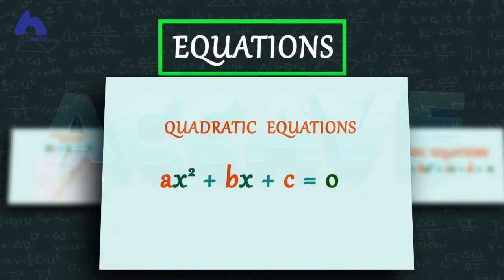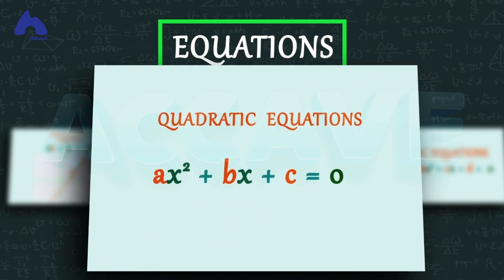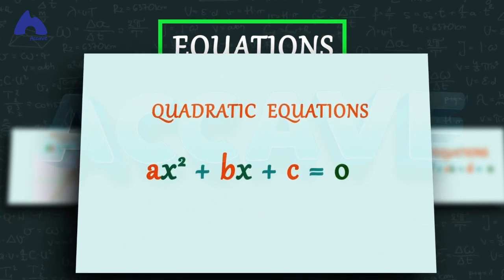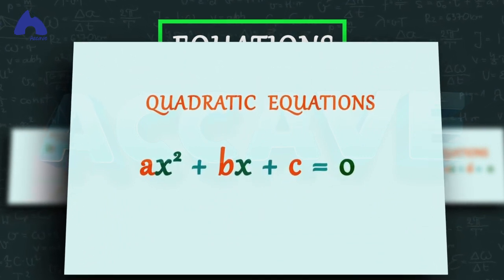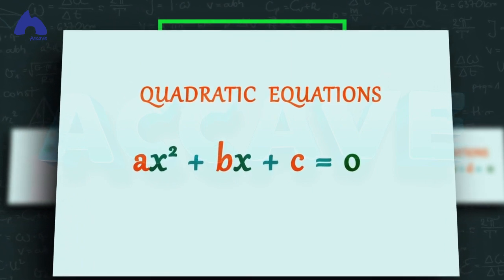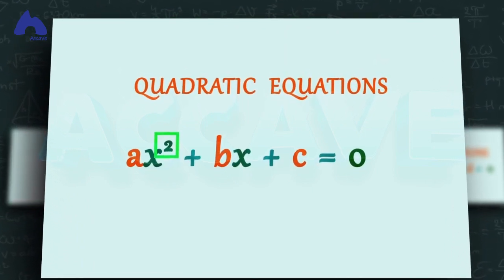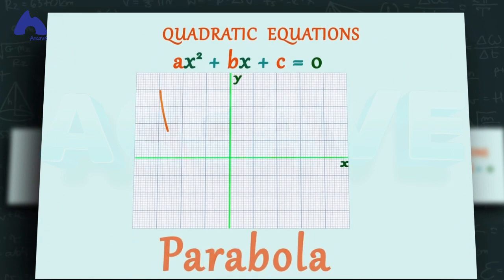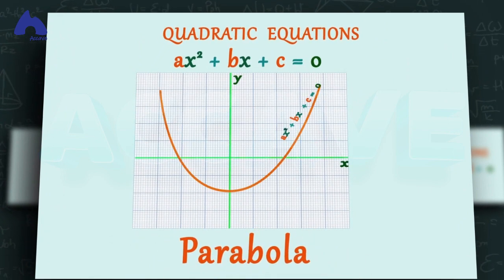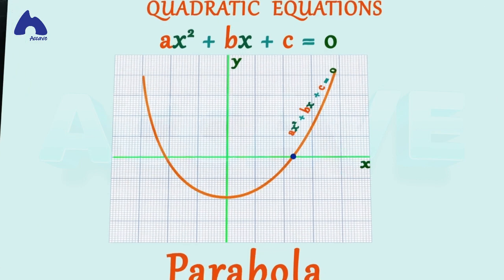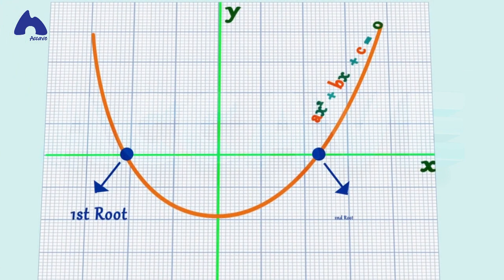We also have quadratic equations. This is another level of a simple equation. It is an equation in one variable with the highest power of 2. And the graph, which is called a parabola, looks like a curve with two values of x as the answer or the roots of the equation.